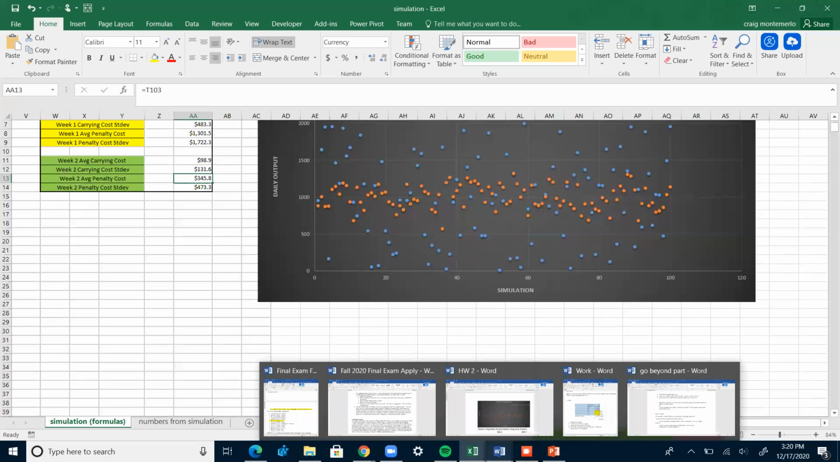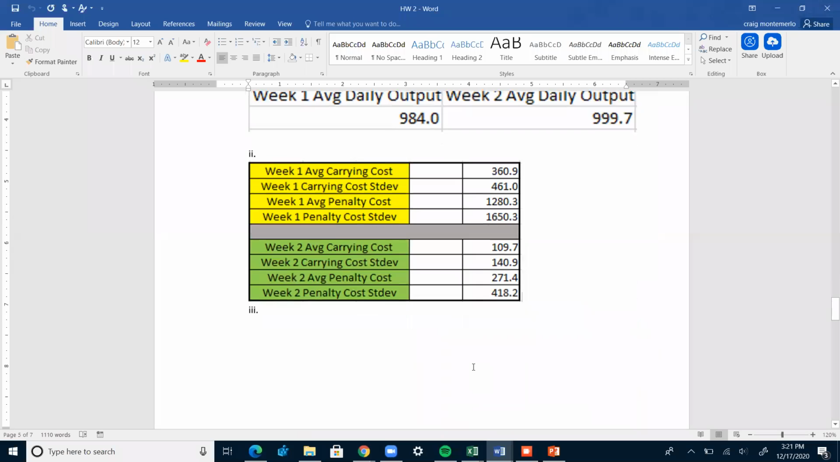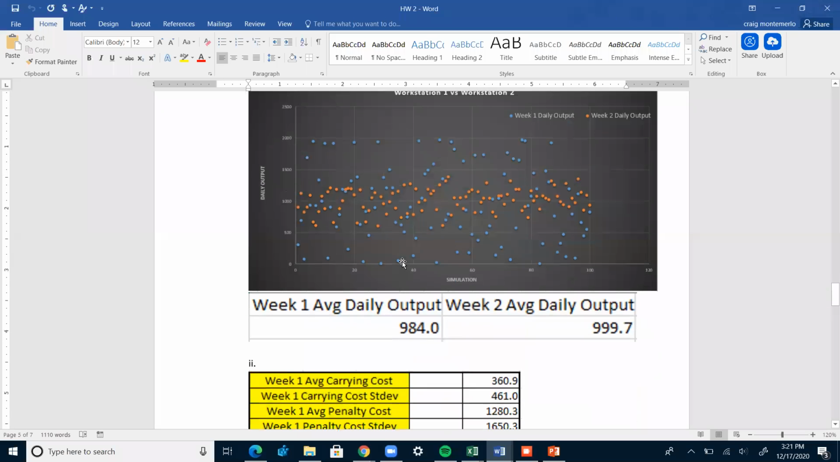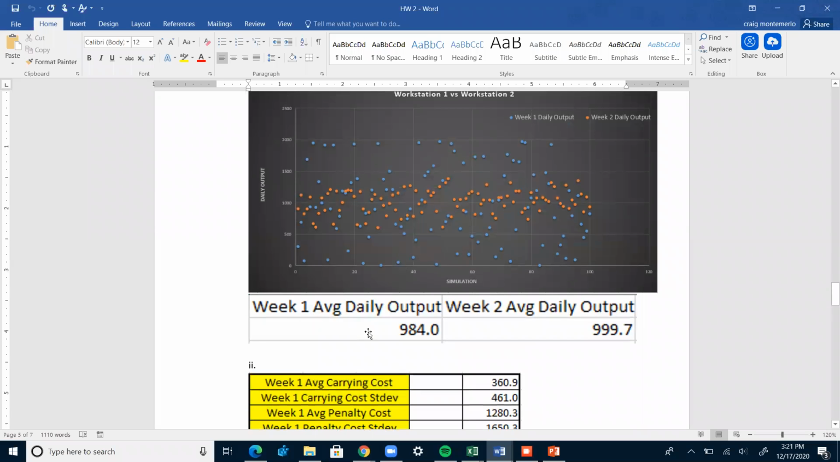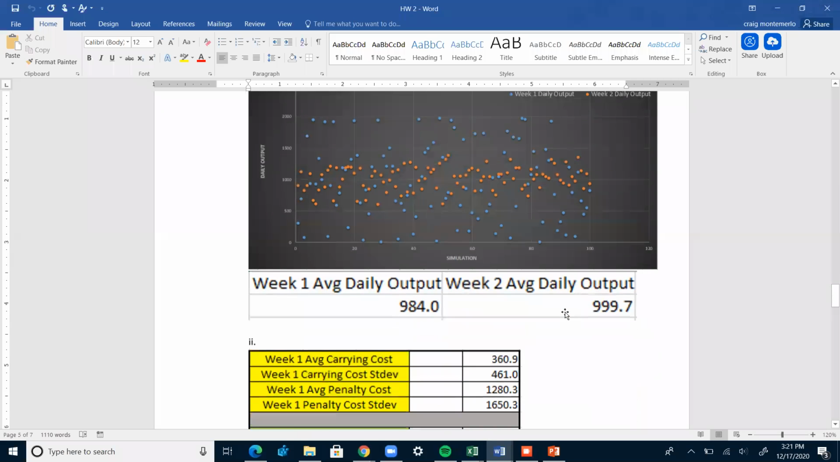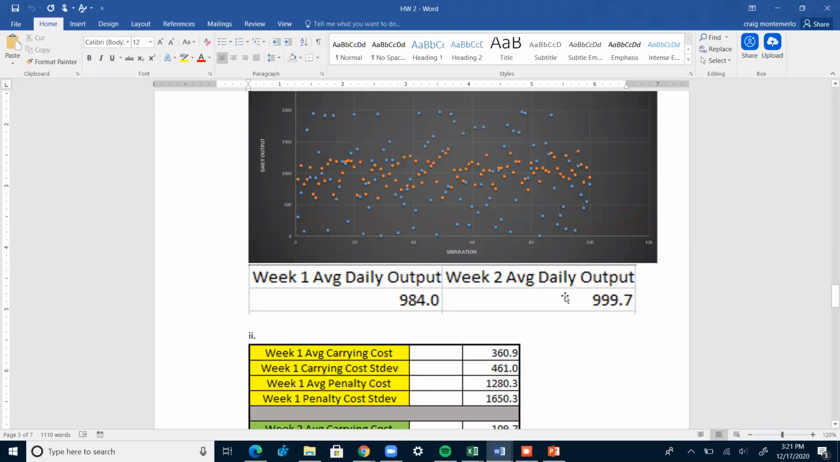We go over to the deliverables. The average of week 1, which is the one machine daily output, is 984 units, while the week 2 10 machine daily output is very, very close to 1,000, what we're looking for. So in that case, it also beats it.